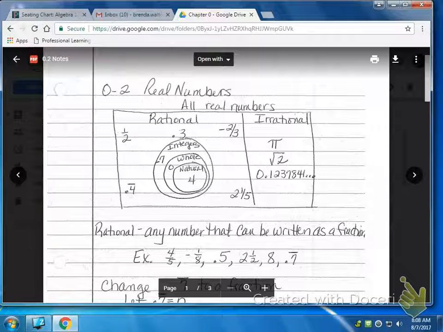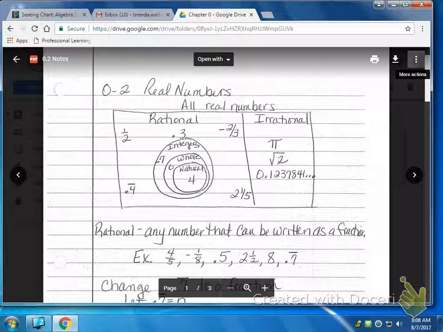In the universal set of all real numbers, you have rational numbers, which is the most commonly used and the ones you should be most familiar with. And then there's irrational numbers that you have been introduced to in the last couple years. Rational numbers are defined by any number that can be written as a fraction.